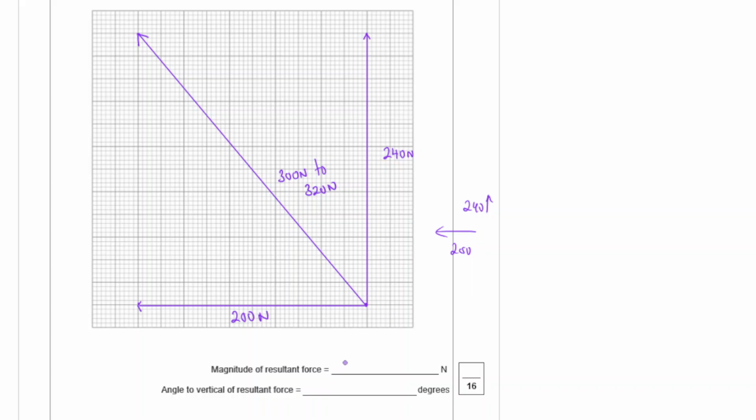So the magnitude of the resultant force is 300 to 320 Newton, and you should be using a protractor to work out the angle to the vertical of the resultant. So it will be that angle, and that should be within the range of 38 degrees to 42 degrees.